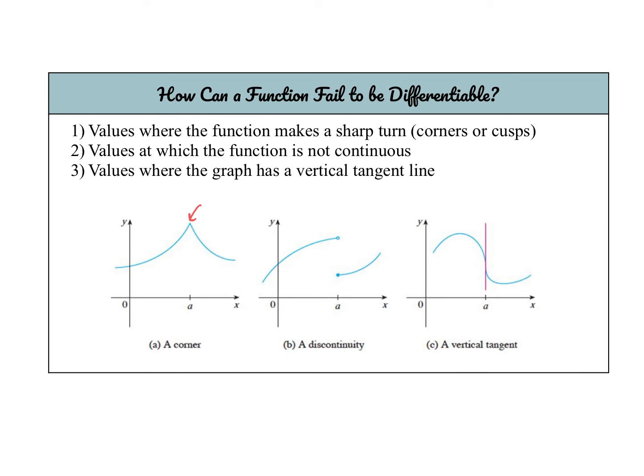And the third case when a graph might fail to be differentiable is at values where the graph has a vertical tangent line. So if you look at a graph that looks something like this, you can see in this picture when x is equal to a, you have a vertical tangent line. So again, your graph would not be differentiable when x is equal to a. So those are the three cases that we look for to determine if a graph or a function is differentiable at a specific value.